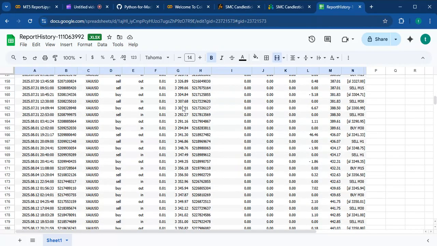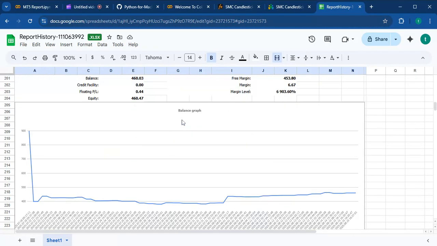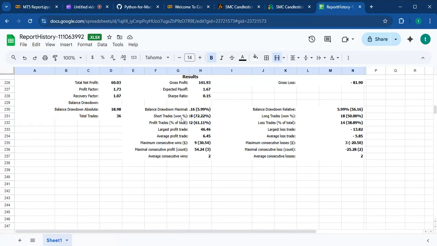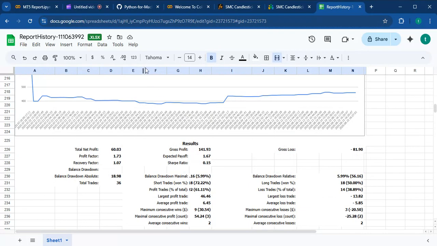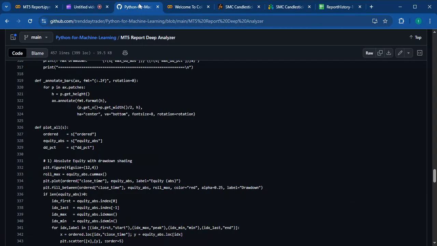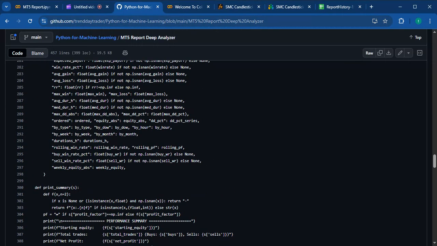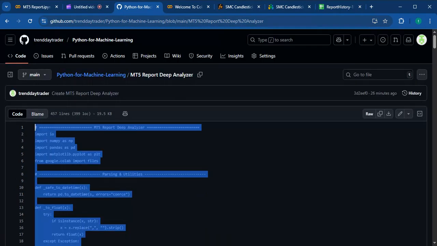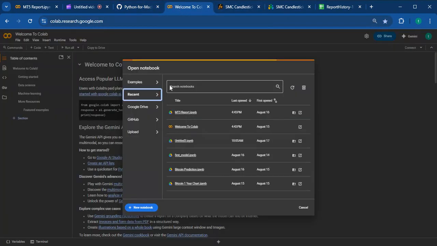So what I have done, this is the MT5 report, but I want a more detailed report. So what I have done is to write Python code. We are going to run this code. It's available on GitHub. I'm going to post the link to the code, so you can just copy it there, and we are going to run it on Google Colab. You don't need to install anything on your system.